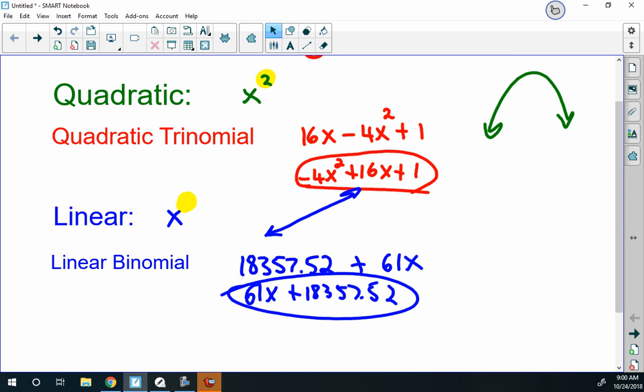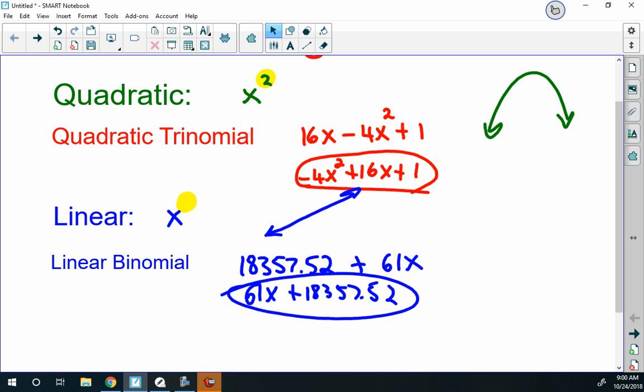So I'm going to be throwing these terms around regularly. Quadratic trinomial, linear binomial. I wanted to make sure that everybody understands, because if you don't understand the terminology, it's probably just going to go sailing right over your head. Okay?